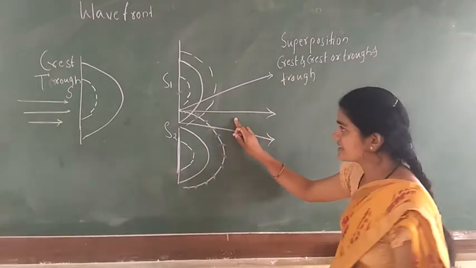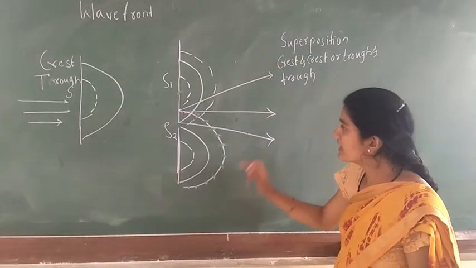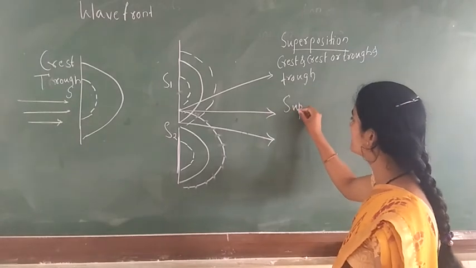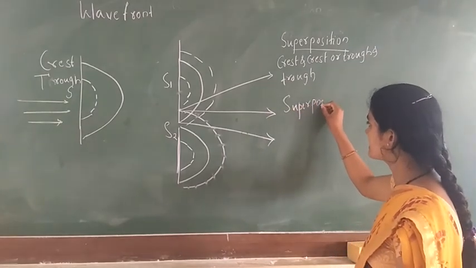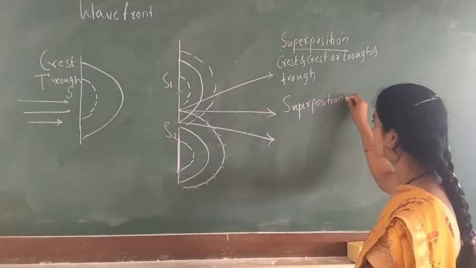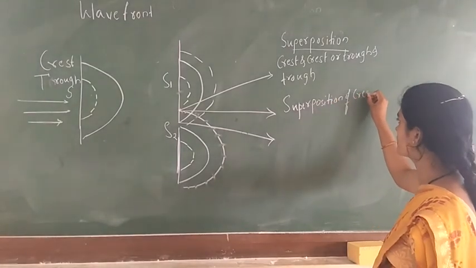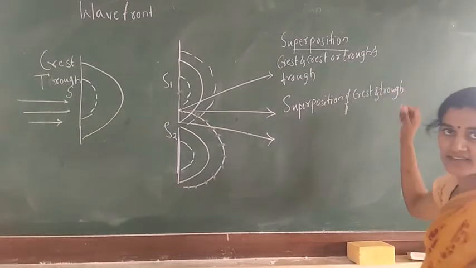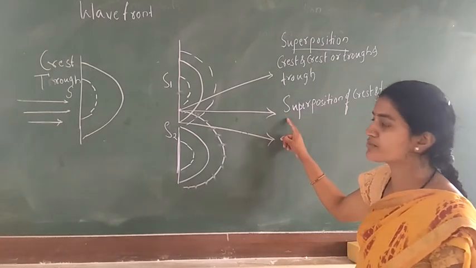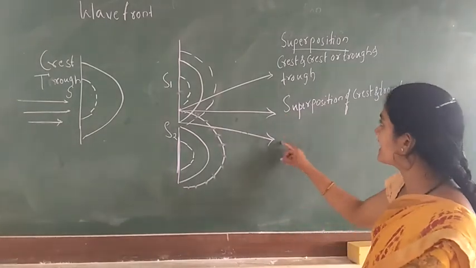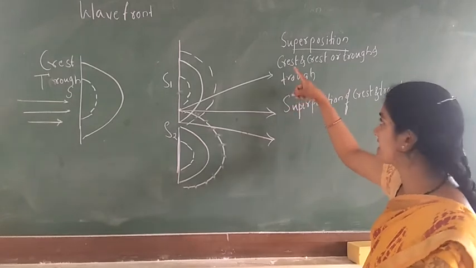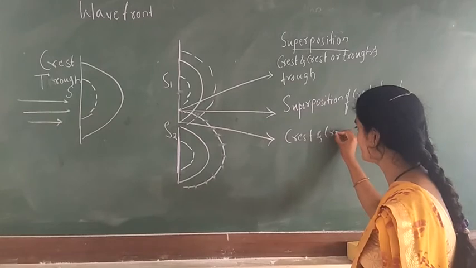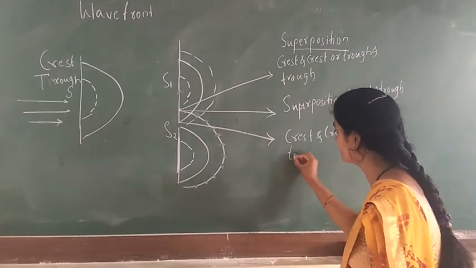In the second case, what are we getting? We are getting the superposition of crest and trough, or trough and crest. In the last case, again we are getting the superposition of crest and crest, or trough and trough.